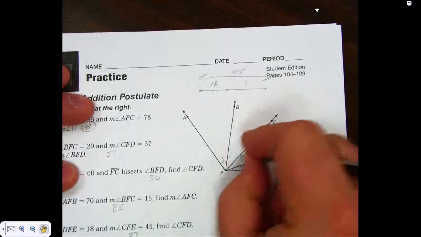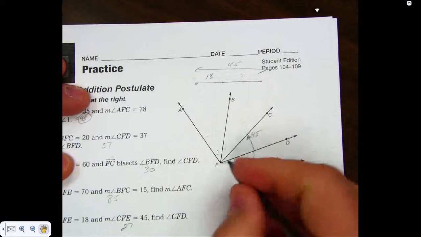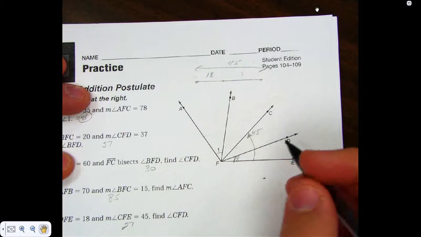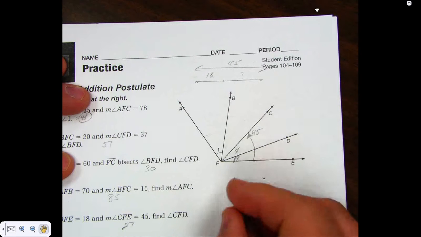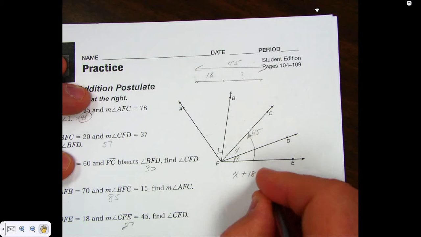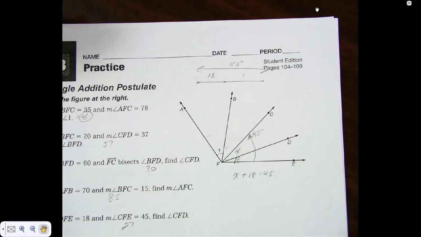For instance, when we did this one right here, everybody see this one up here? Where we said that's 18 and that's 45, right? How could that be an equation? What if I made this x? What would you say? X plus what? 18 equals 45. You just didn't have to make an equation there because you could do it in your head.